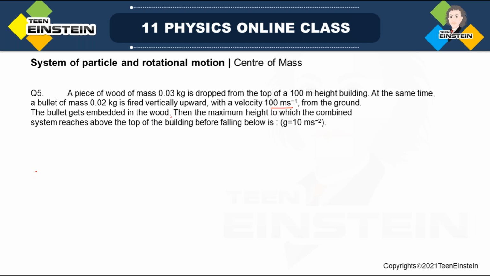The options I am writing here. We have to take g is equal to 10 meter per second square, and options are given as 20 meter, then 30 meter, C is 10 meter, D is 40 meter. So these are the heights. It can go beyond the building. Okay, so let us solve this problem.